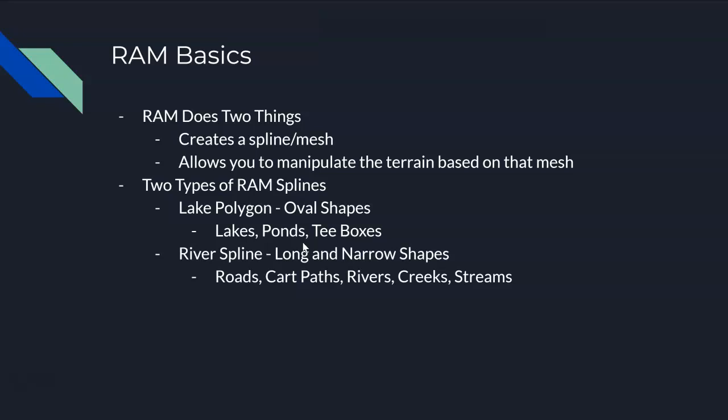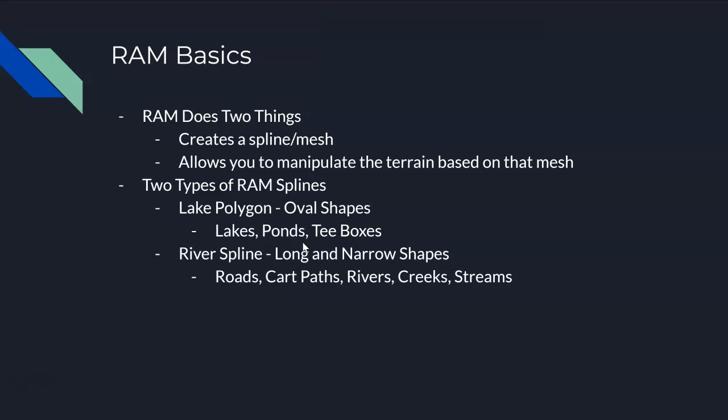One is called a lake polygon, and that lake polygon will create a circle or oval shape, and that's useful for tracing around your lakes, ponds, and tee boxes, basically things that have somewhat of a circular or wide shape to them. And then, like we said, we can use that to dig underneath that shape so that we can hollow out and dig under and make those lakes and flatten our tee boxes.